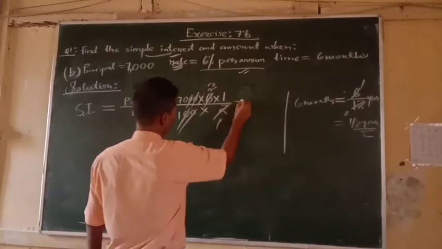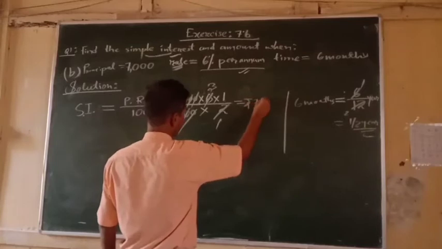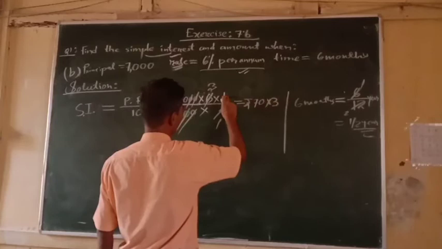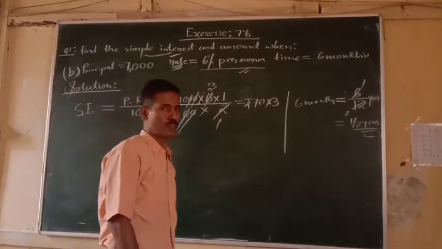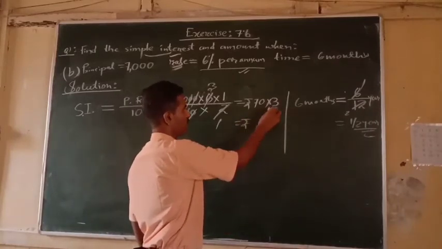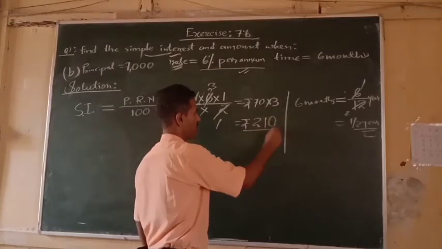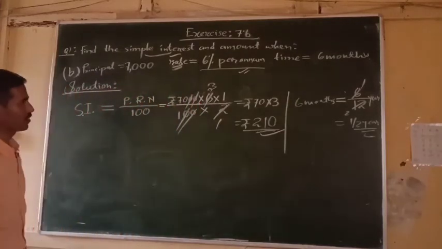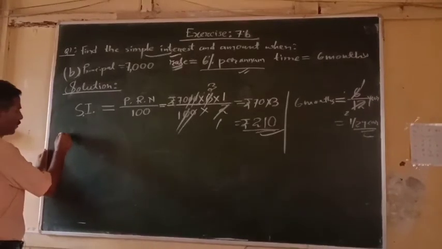Now what we got here, see, rupees 70 into 3, then into 1. We know whenever we multiply any number by 1, the number remains the same, so no need to multiply by 1. So rupees 3 times 7 is 21, and this 0, rupees 210. That is what we got, our interest. Very easy, isn't it? Now let us find out amount.